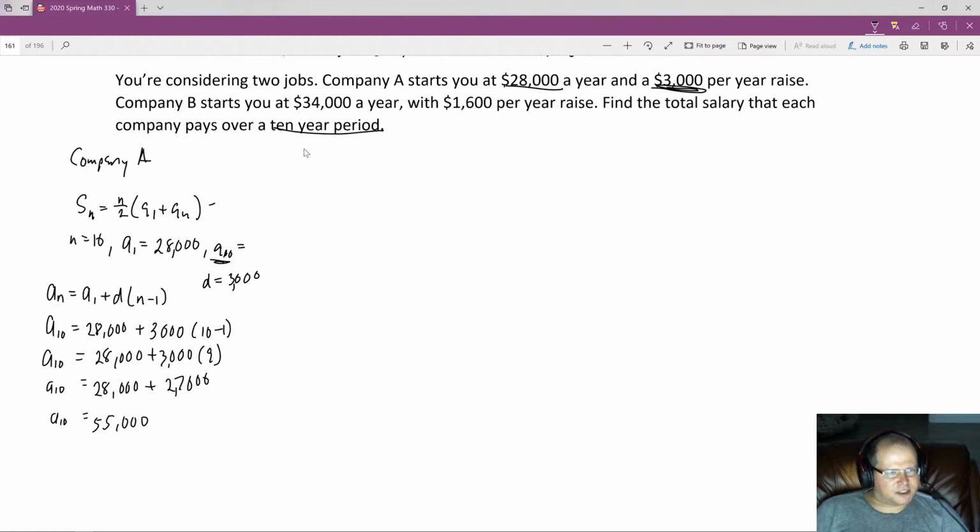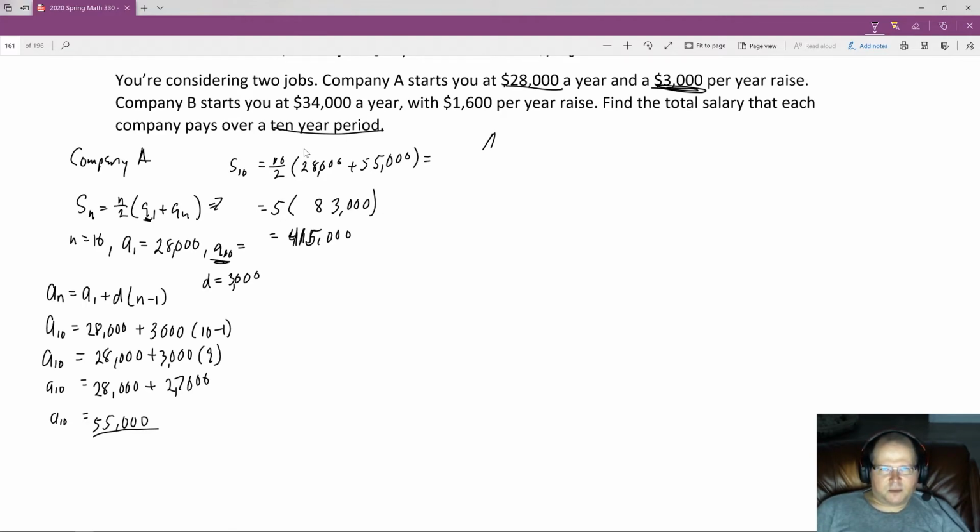Now we should have all the information we need to use this formula right here. So we're looking for S of 10, sum of the first 10 terms, which is 10 over 2. A1, we got to plug in the A1 right here, which is 28,000. We're going to plug in the last term, the 10th term right here, which is 55,000. So we say 10 divided by 2 is 5. 28 plus 55,000 gives me a 3 there, and it's 83,000. Multiplied by 5 is 415,000.